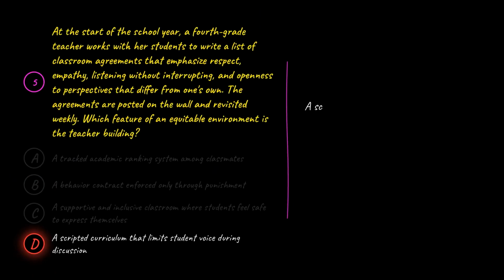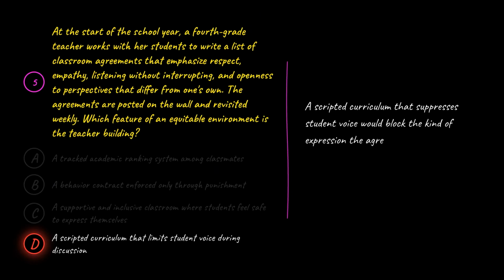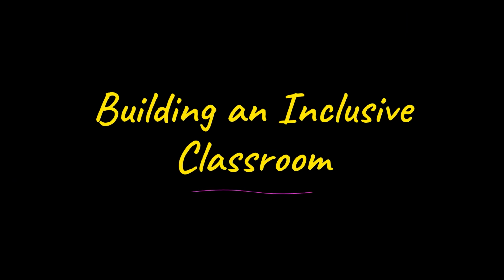D is wrong because a scripted curriculum that suppresses student voice would block the kind of expression the agreements are meant to protect. The strategy described actively invites students into the conversation. A supportive and inclusive classroom is the relational climate that makes learning possible. It's not just about keeping order. It's about creating a space where every student feels their identity is welcomed and their voice is genuinely heard.